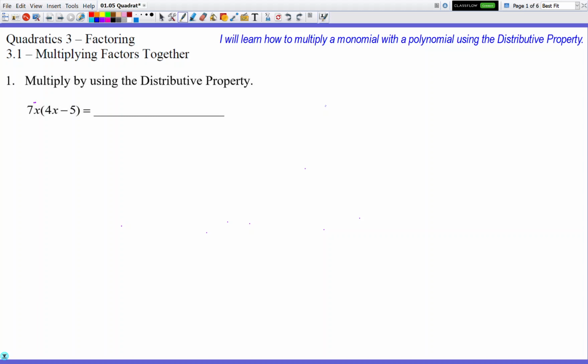Hello and welcome to Quadratics 3.1, multiplying factors together. Okay, today's video hopefully is a review. Hopefully it's not a lesson where you're saying to yourself, wow, I'm seeing this for the first time ever, because this is something you should have learned in Algebra 1.